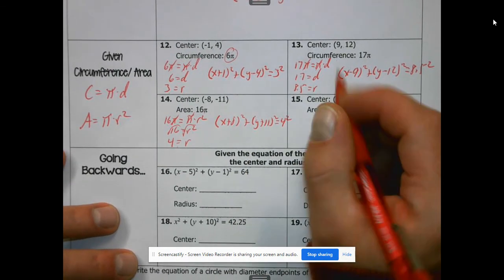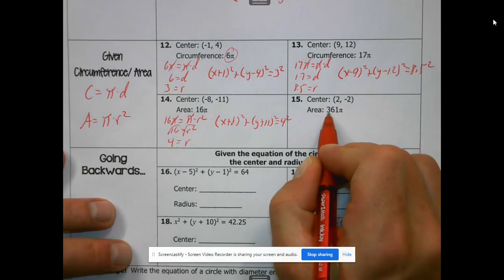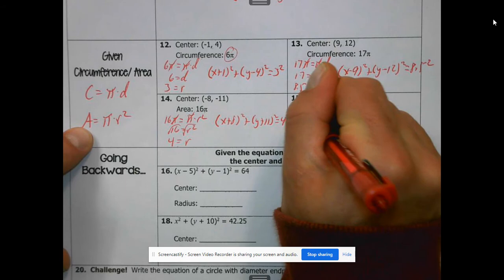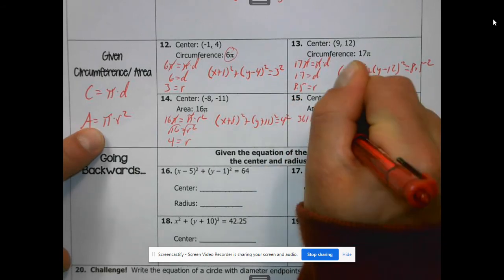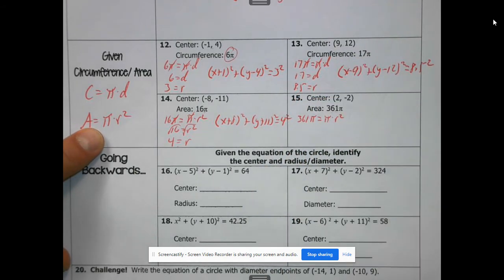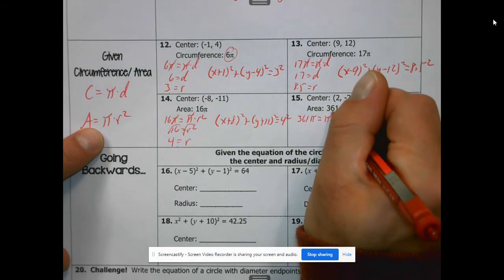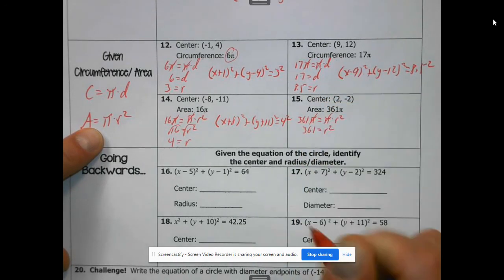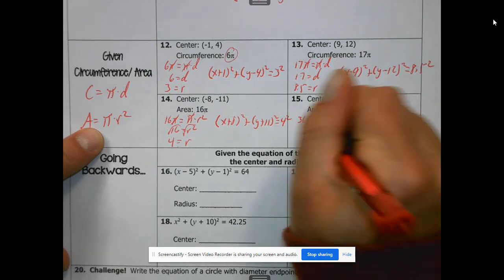Same thing. Plug in what the area is equal to for the A in the formula. So 361 pi equals pi times radius squared. Divide both sides by pi, they cancel. 361 equals radius squared. Square root.